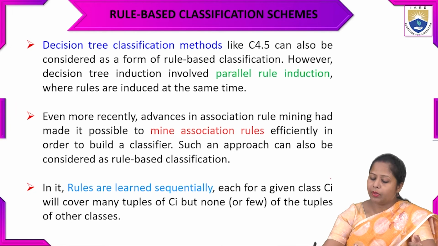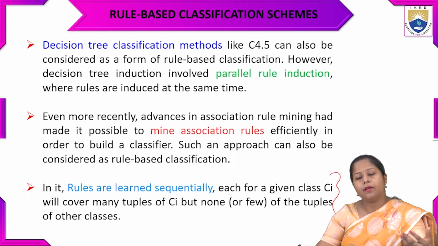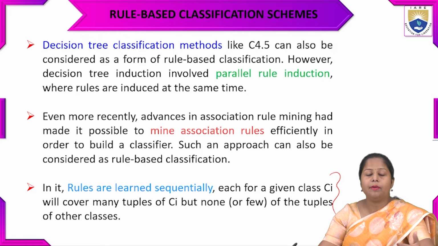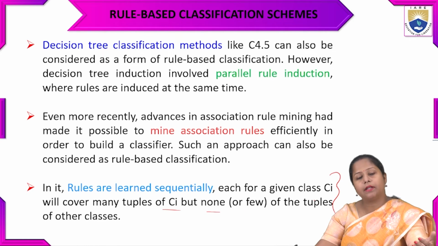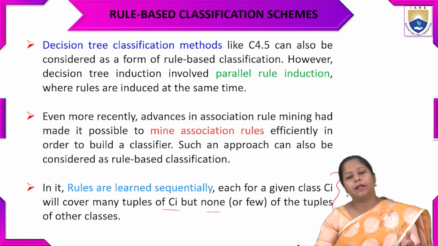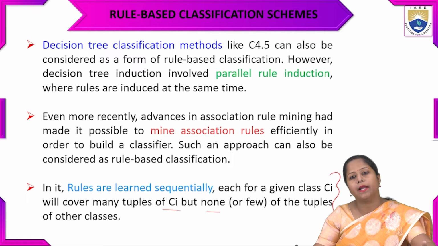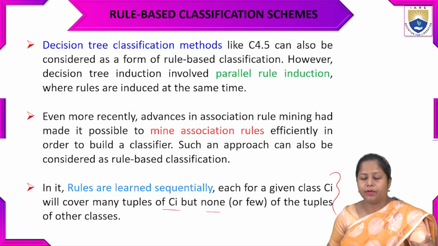In it, some of the rules are learned sequentially, each for a given class. If the class is Ci, the rules cover many tuples of Ci but none of the tuples of the other classes. So the rules are sequential for rule-based classification.